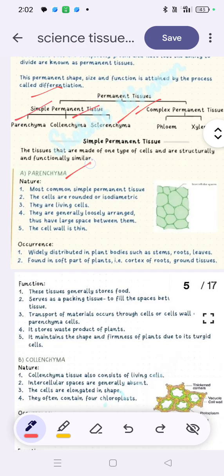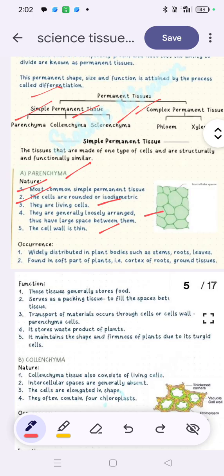So first, parenchyma, the most common simple permanent tissue. The cells are rounded or isometric. Here the parenchyma structure is described. They are living cells. They are generally loosely arranged. They have large spaces between them. Their cell wall is thin.